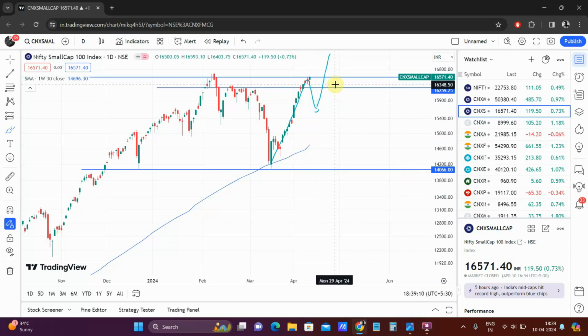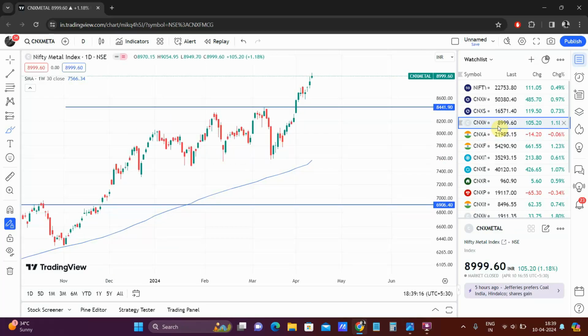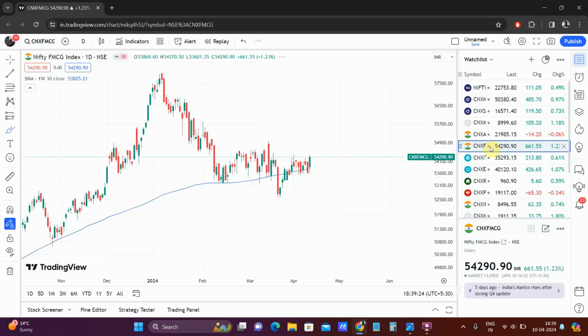The continuation should happen. So if you look at a few more indices, the metal index continues moving higher, right? So there is no resistance to stop that index either. Then comes FMCG. So the FMCG sector is taking support at the 30 WMA after a decent consolidation. Looks like it is going to move higher from there as well, right?